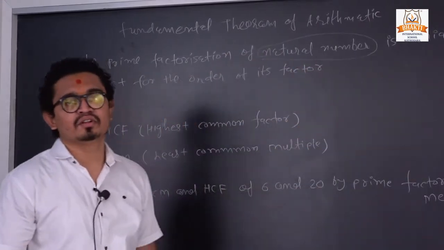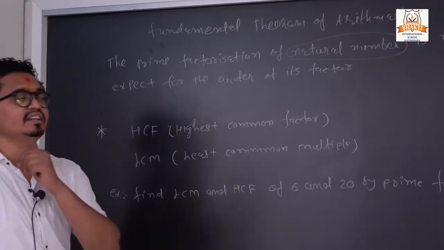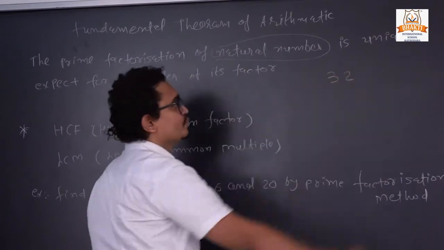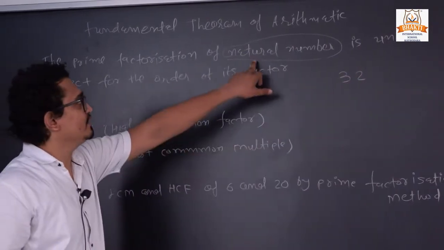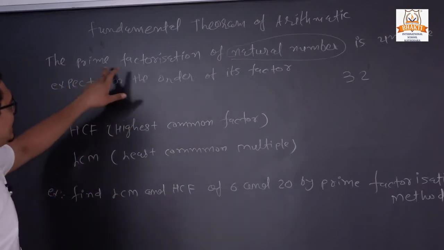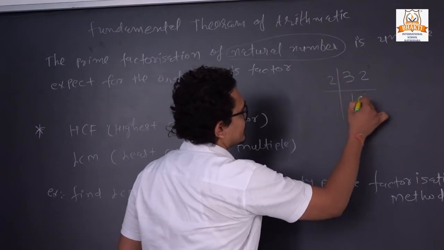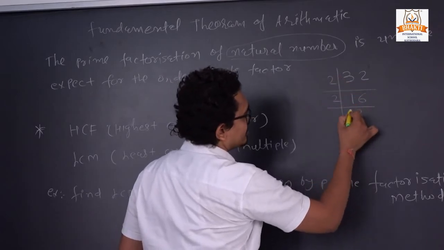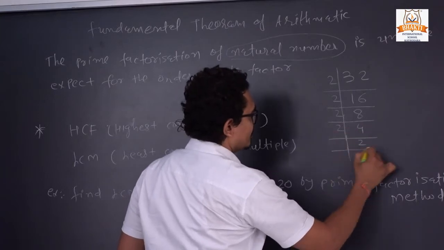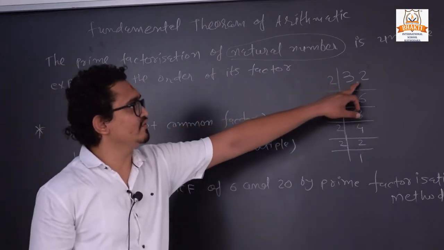So how can we apply that theorem in our concept? For that we can take one example. Suppose we take the example of 32. 32 is one of the natural numbers. Now we use the prime factorization. It will be divided by 2, so here we have 16. Once again divided by 2, so 8. Once again, so it will be 4. Once again, so 2 ones are 2. So that is the prime factorization of 32.